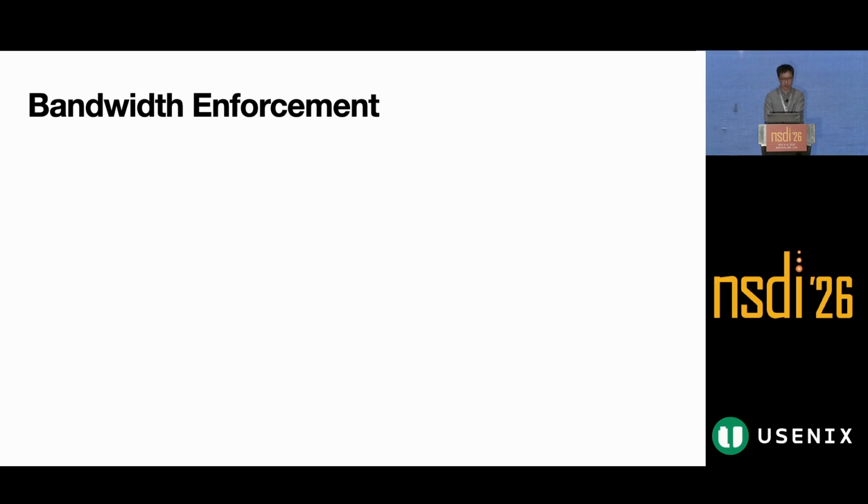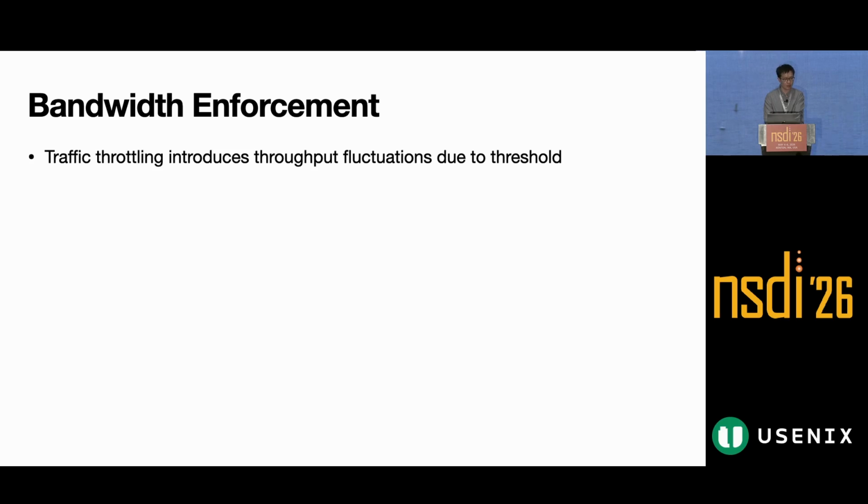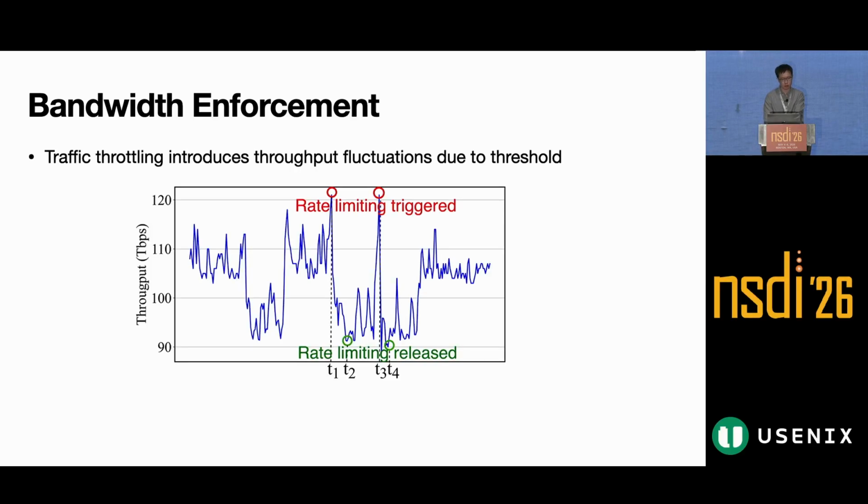After allocation is done, the next step is bandwidth enforcement. Our operational experience reveals that rate limiting introduces throughput fluctuation. This is due to threshold-based enforcement. Rate limiting is activated when link utilization exceeds an upper threshold and is released only after it drops below a lower threshold. This behavior results in repetitive swings in throughput, reducing overall bandwidth utilization efficiency.